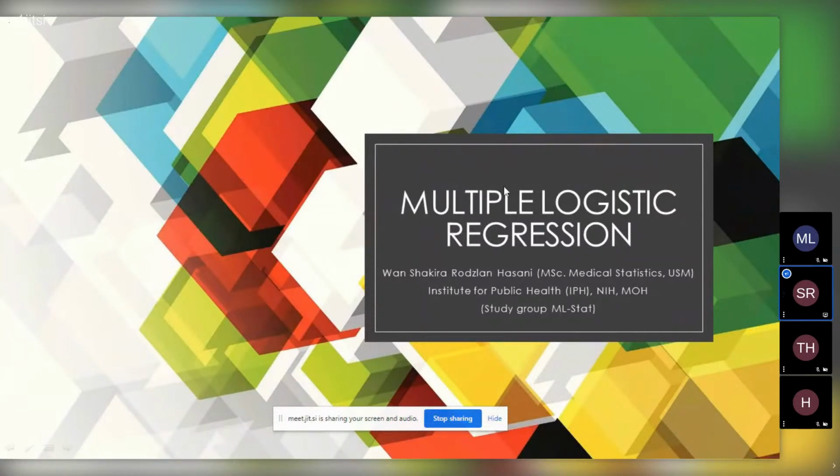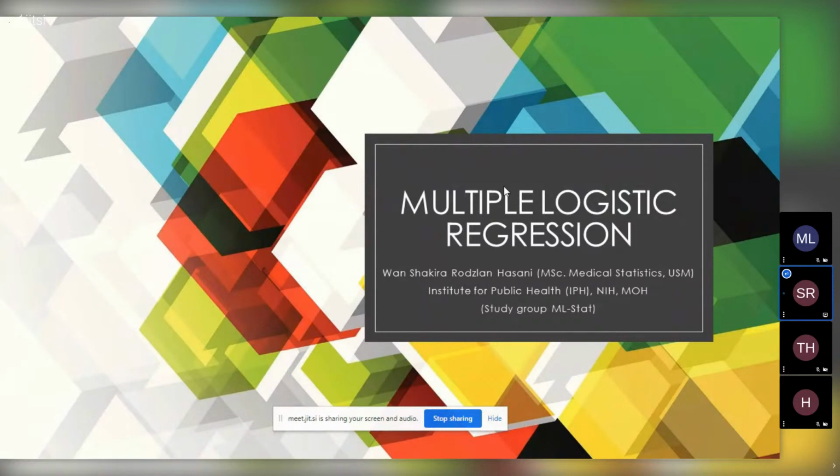This is our third topic on multiple logistic regression. I think all of you are familiar with logistic regression, so just a brief recap. Logistic regression is actually part of the generalized linear model. This is a predictive model.